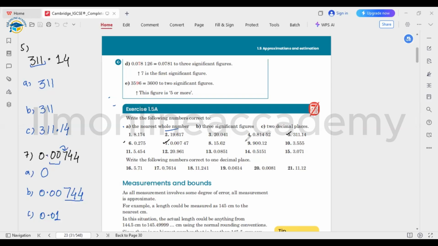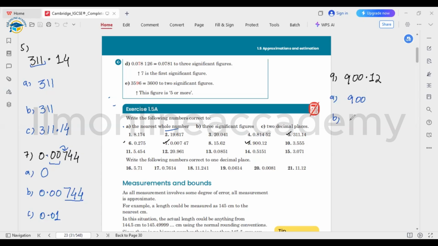Okay, let's see part number 9. I'm basically picking up the questions randomly. We have 900.12. So let's go on with the A part. We need to round off the number to the nearest whole number. So that will be 900 only because after the decimal point there is 1.